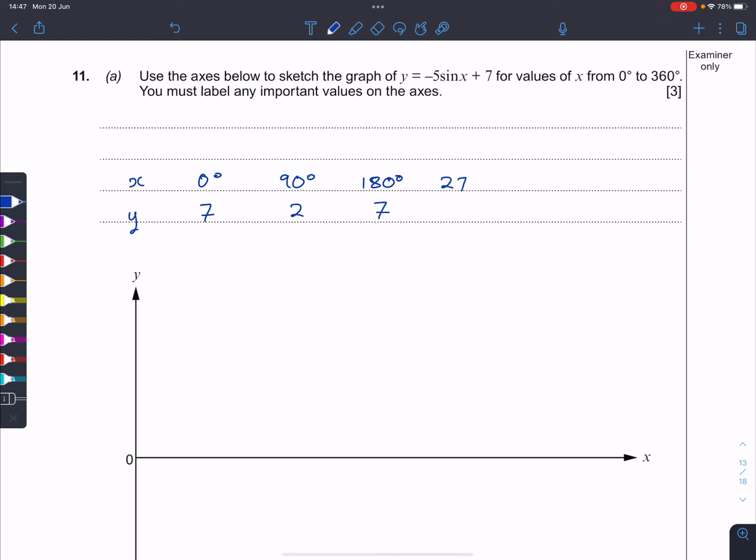Then at 270, oh, hang on a second, I've done something wrong there. Oh, that's okay. At 270, it's 12. At 360, it's 7 again.